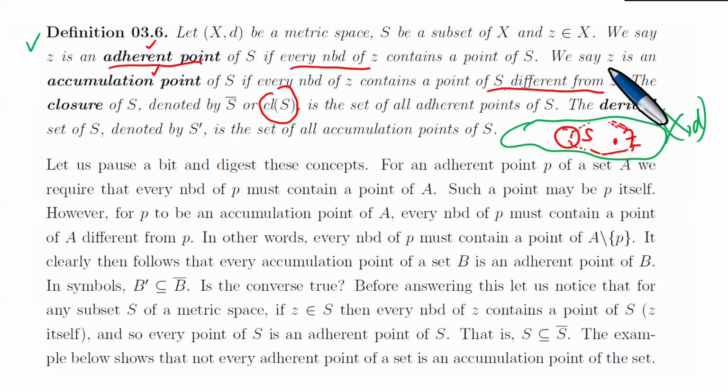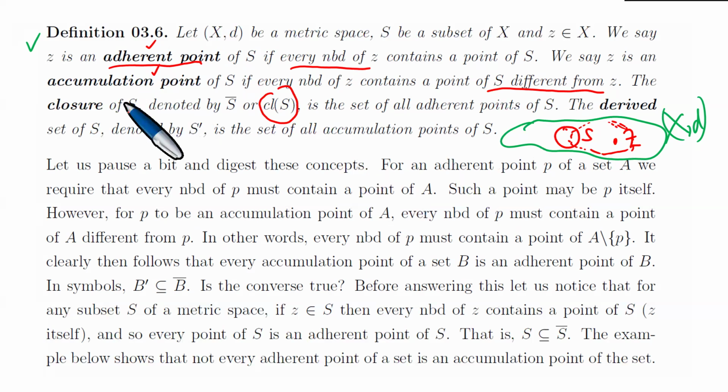Just to reiterate that point, we say that Z is an adherent point, it adheres to S, if every neighborhood of Z contains a point of S. Meaning that in terms of the adherent points, you can have that Z itself is a member of S. But we say that Z is an accumulation point of S if every neighborhood of Z contains a point of S different from Z. So obviously now, this neighborhood must contain a point of S that is different from Z. In the case of the adherent point, it can be the same.